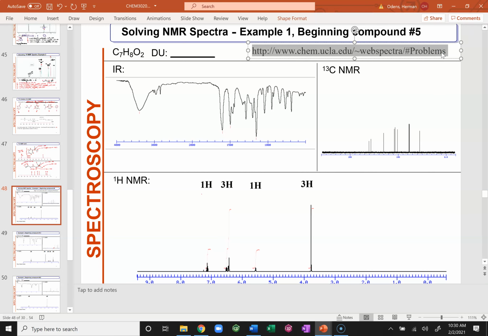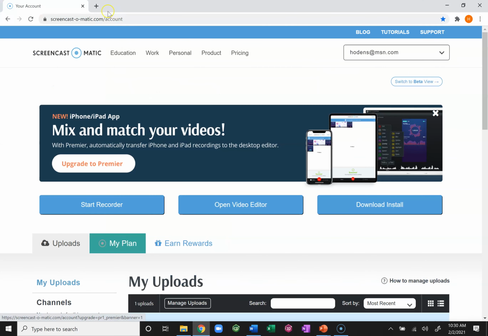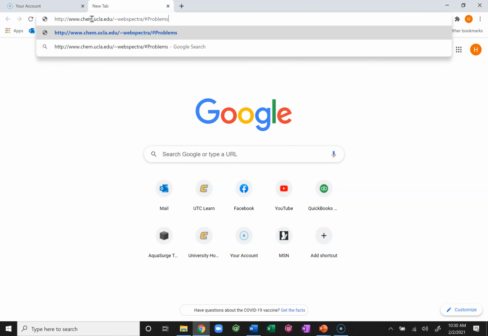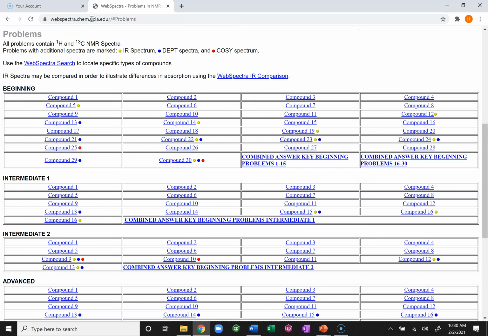So try to do beginning and intermediate. Don't go advanced, because those are really difficult ones. Those are for advanced OCHEM students and beyond. But it looks like this. You have plenty of information you can use for preparation for the first milestone. Plenty. Try not to knock yourself out here, okay? Because there's a lot. So, for example, beginning compound 5 will be this one.